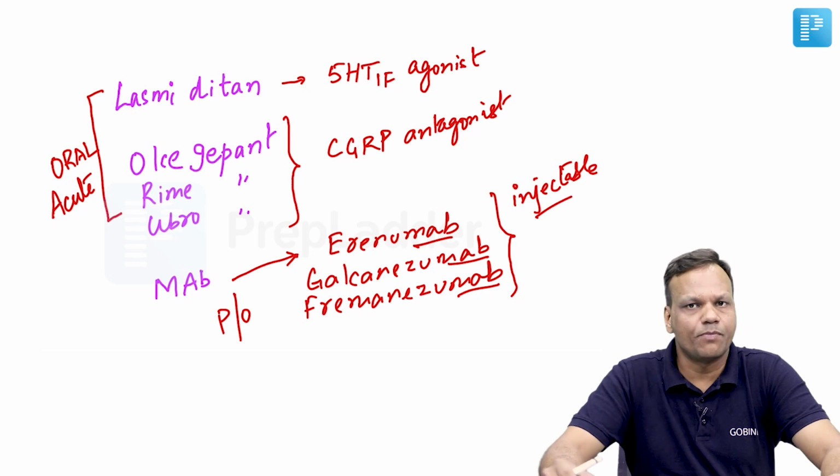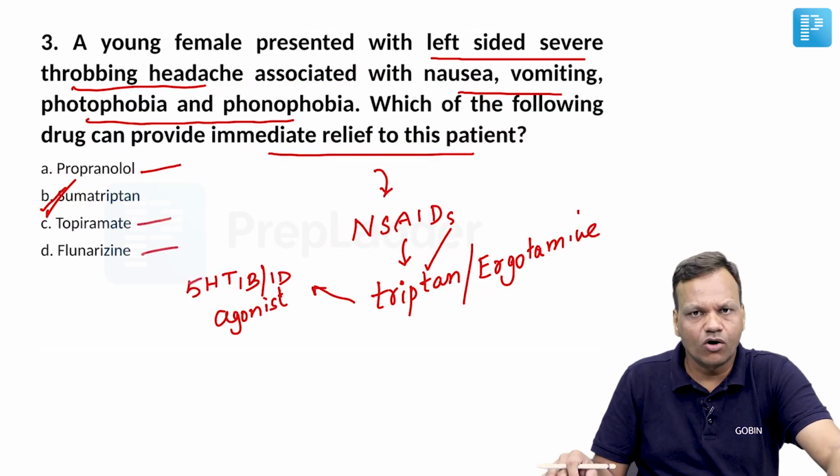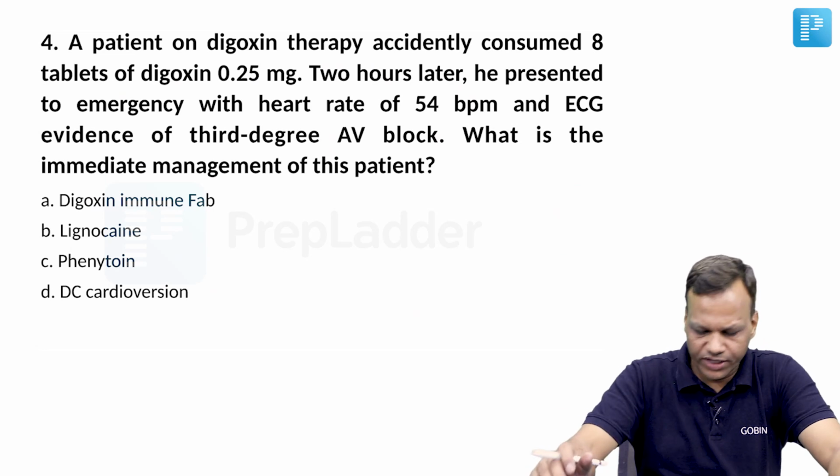Okay, so that is important about new drugs in migraine. The question was easy. It is migraine with aura. Drug of choice for acute treatment are triptans like sumatriptan. Okay, moving to next question.